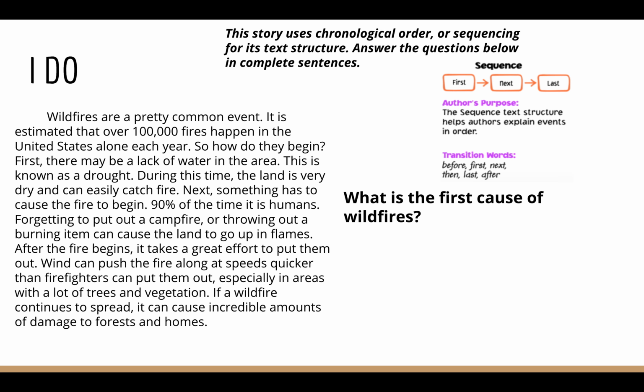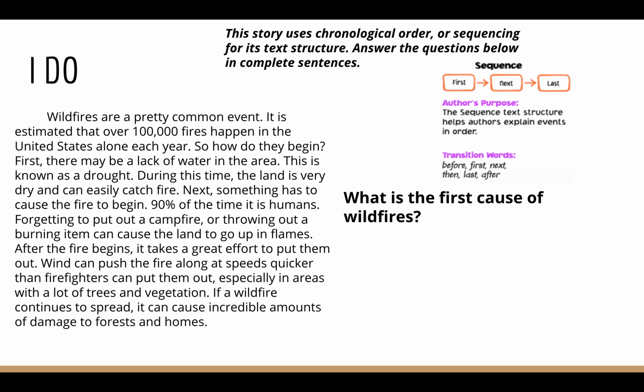Wildfires are a pretty common event. It is estimated that over 100,000 fires happen in the United States alone each year. So how do they begin? First, there may be a lack of water in the area. This is known as a drought. During this time, the land is very dry and can easily catch fire.